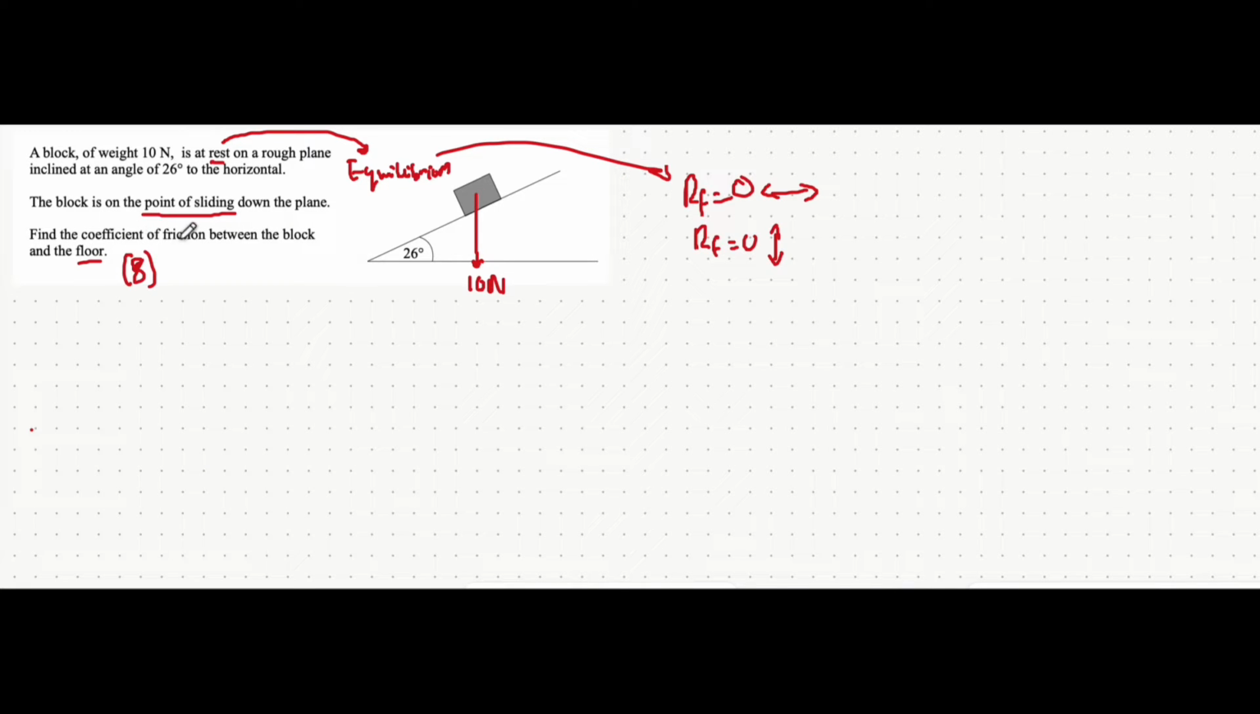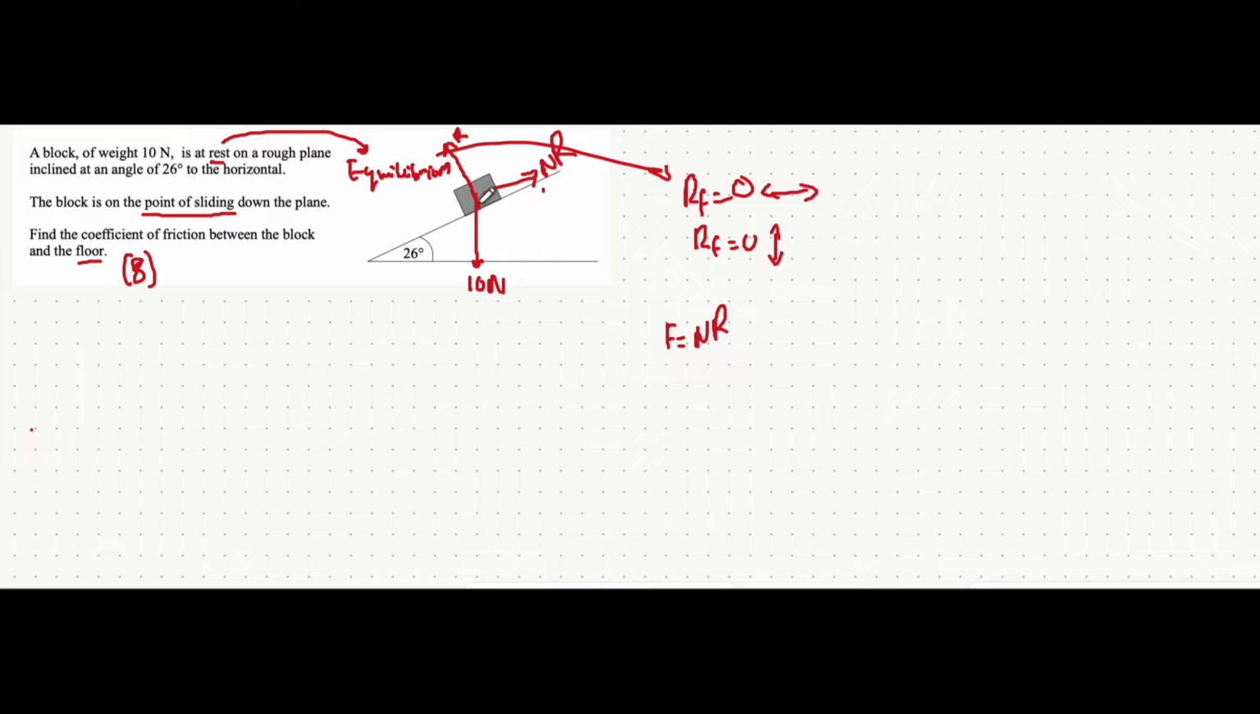Well, first of all, we need to think about what direction the friction would be in. If the block is about to slide down the plane, then it makes sense that friction acts opposite to the direction of motion. So in this case, it would act up the slope. Friction is equal to the coefficient of friction multiplied by the reaction force where the mass is placed. We don't know the coefficient of friction, that's what we're trying to find. And the reaction force, which would be perpendicular to the surface, we also don't know that. So I'm just going to write mu R now for friction.